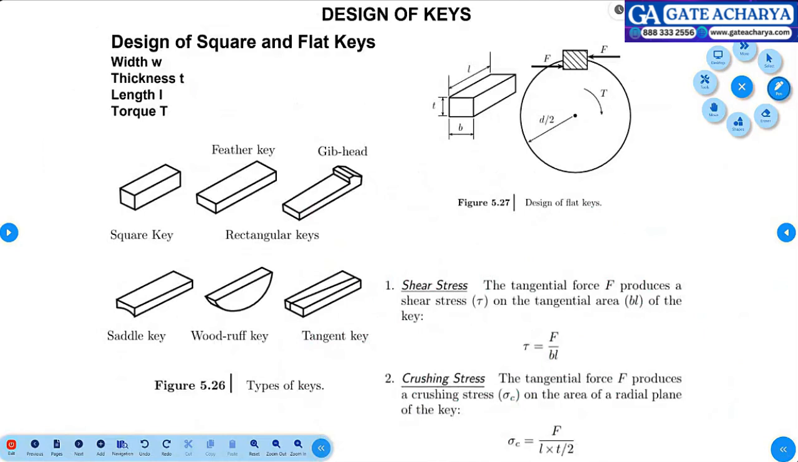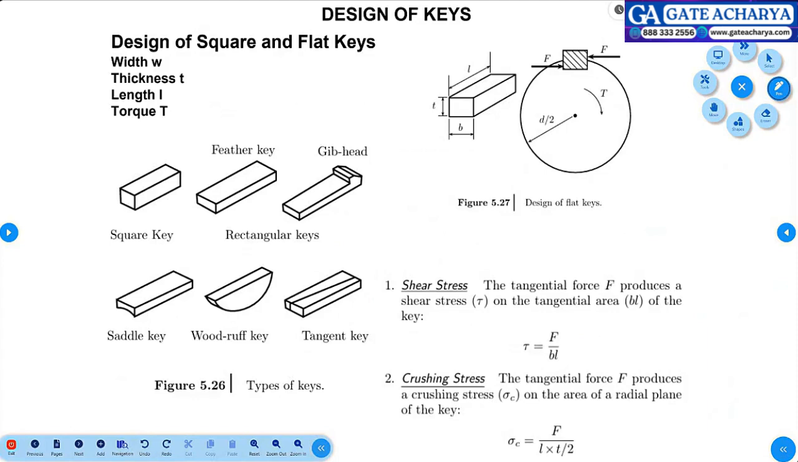Define keys. You have a flange, you insert a shaft. To give a power connection between the shaft and the flange, we insert keys. Keys are of several types: square key, feather key, jib head key, saddle key, woodruff key, tangent keys. Based on the type of load transmitted and the factor of safety, we select accordingly.